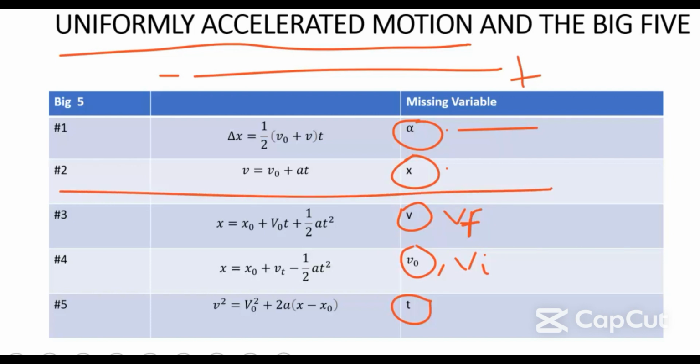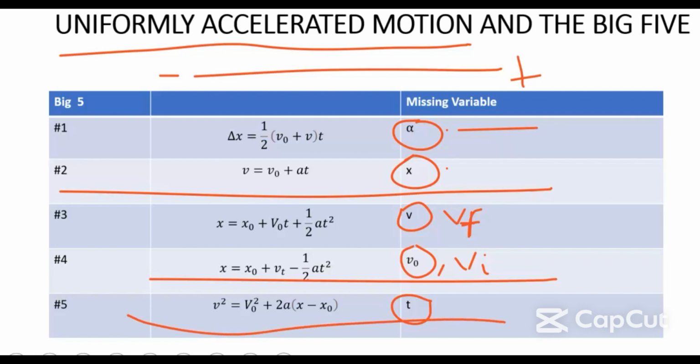Then maybe we are asked to find a final velocity. The final velocity is the missing variable, but we have every other factor, so we consider applying the big 5 number 3. When the initial velocity is the missing variable, we apply number 4. Then if I ask you to find the time t, if the time is the missing variable, we apply number 5.